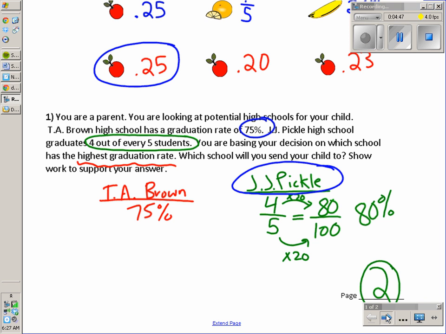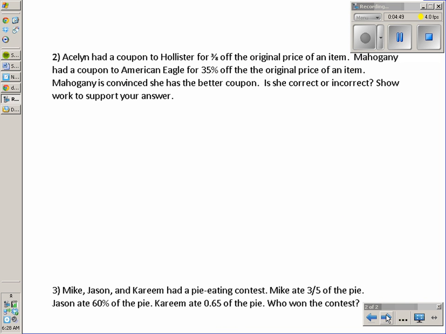Let's go ahead and try another one. Aislinn had a coupon to Hollister for 3/8 off the original price of an item. Mahogany had a coupon to American Eagle for 35% off the original price of an item. Mahogany is convinced she has the better coupon. Is she correct or incorrect? And show work, of course, to support your answer.